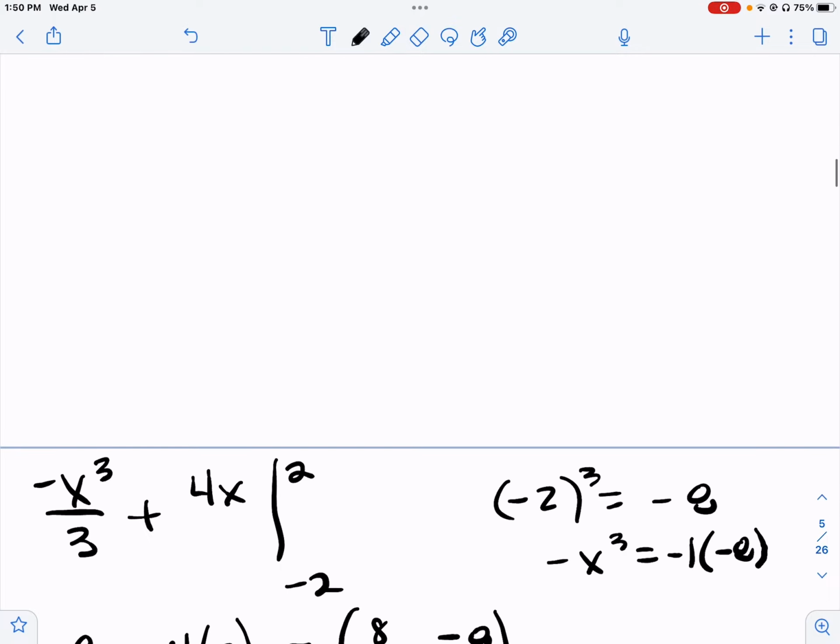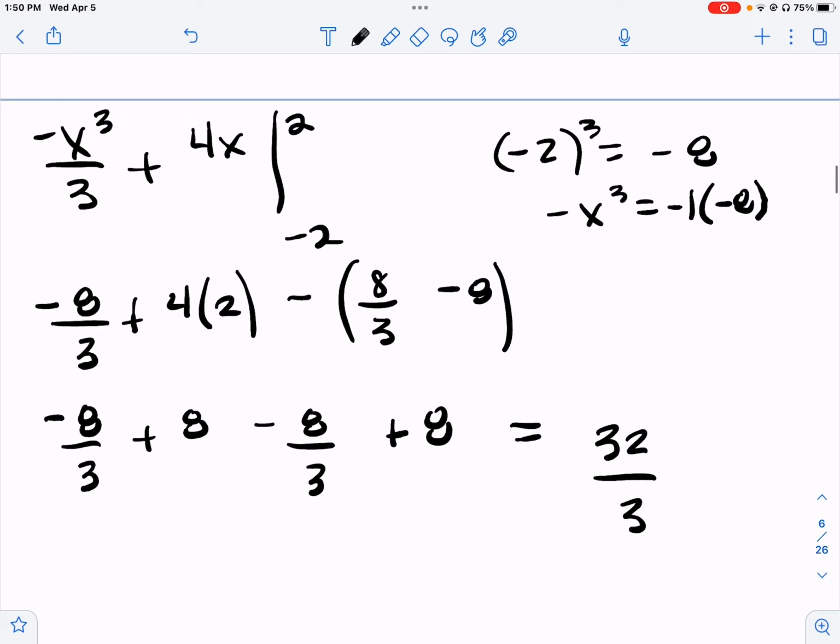So we plug in 2. 2 cubed is 8, but it's got a negative in front, and 4 times 2. Minus, now in parentheses, -2 cubed is -8, but there's a negative out front. So that means negative of -8 is +8. And 4 times -2 is -8. We're going to distribute the negative for our second parentheses, and you can use your calculator to finish.